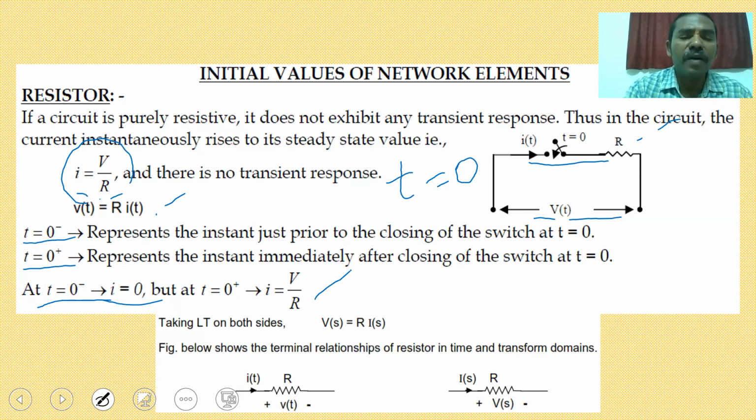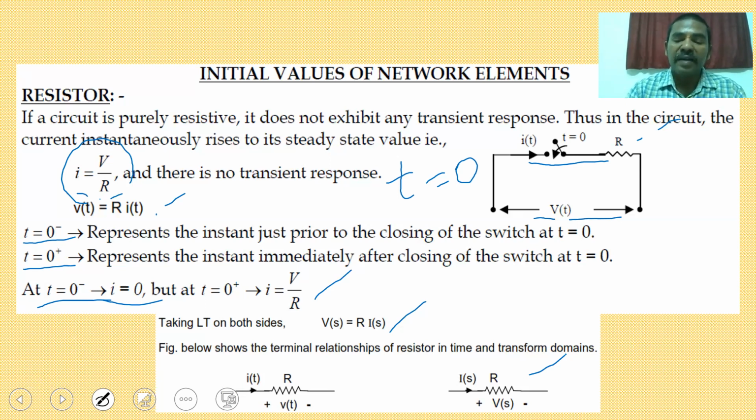While you are going for the Laplace transform, V of S is equal to R times I of S. Here the resistor never depends upon any time value, so there must be no initial conditions for the resistor. That's why the resistor initial value and final value must be the same. Anyway, we will discuss the final values also. Okay, so under that condition, I of S is equal to V of S divided by R. So that is the current flowing through the resistor R ohms.